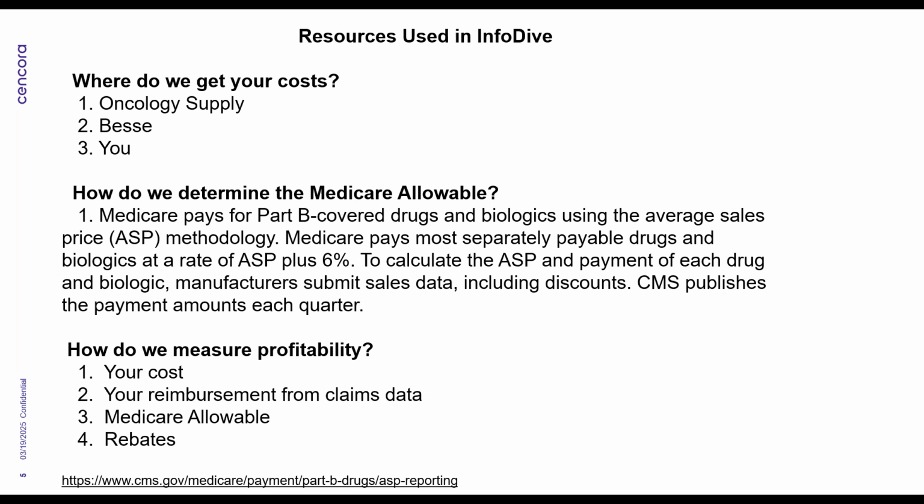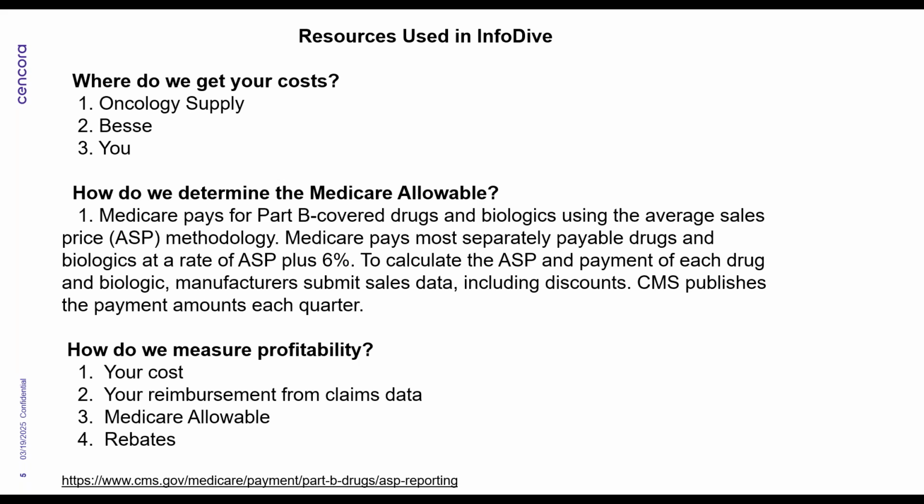So let's start with just a little bit of background information. Where do we get your cost? There's actually 3 sources. We get reports each month on your purchases from Oncology Supply and on your purchases from Bessie. And then the third resource is going to be you. And you can enter your costs for items that you do not purchase from Oncology Supply or Bessie. And I'll review how to get those costs entered on the next slide.